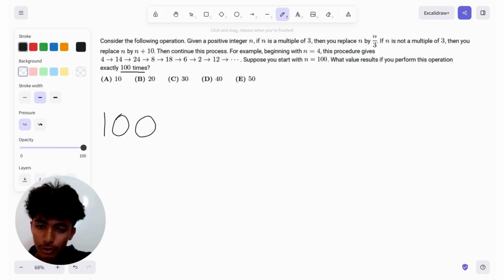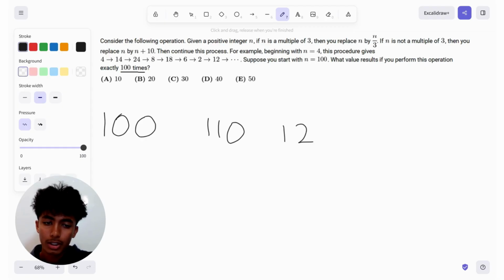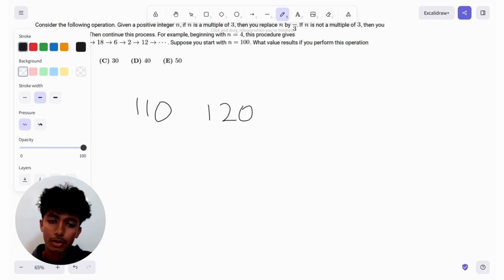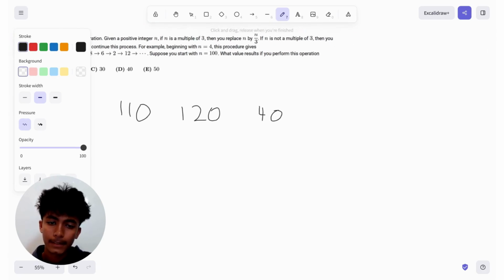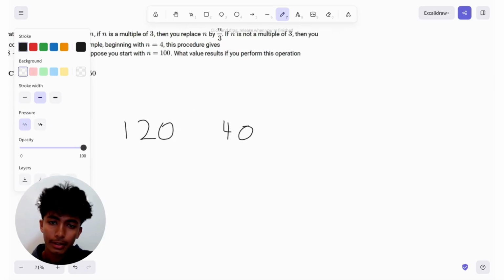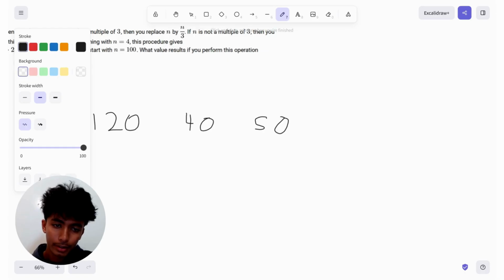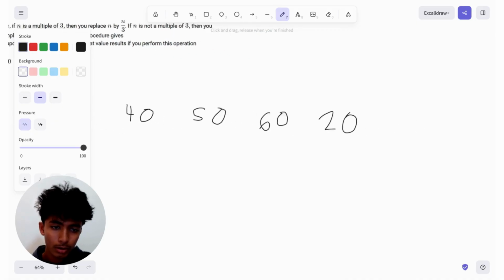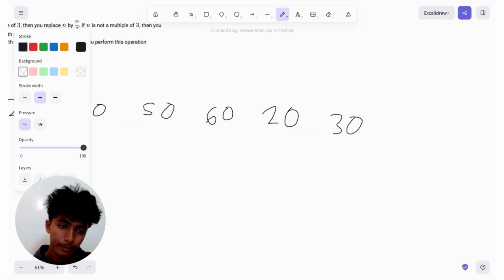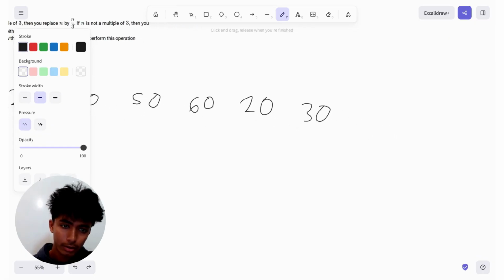So we start with 100. First operation, we get 110 because 100 isn't divisible by 3. Then we get 120, which is divisible by 3. So then we get 40. And then since 40 isn't divisible by 3, we get 50, and then 60, 20, 30, and then 10, 20.